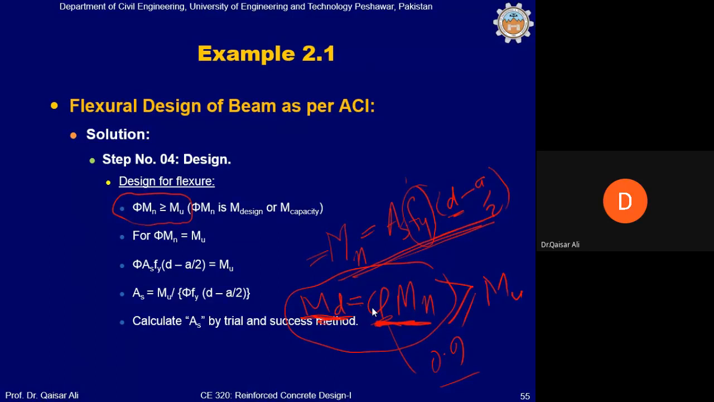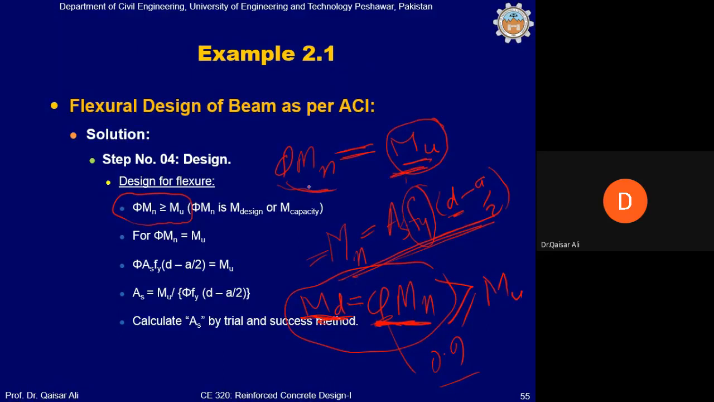So our objective is that phi Mn shall be at least equal to Mu, so as to carry the load that is coming on the beam. The beam will produce bending moment Mu, and this Mu shall be successfully carried, or resisted, by the beam. So the beam will be successful in resisting the bending moments or carrying the load when phi Mn is equal to Mu.